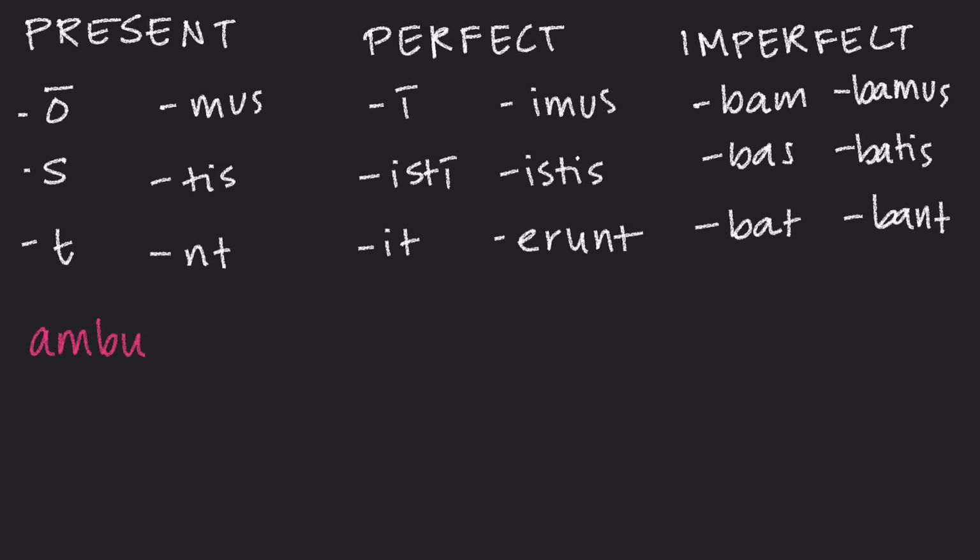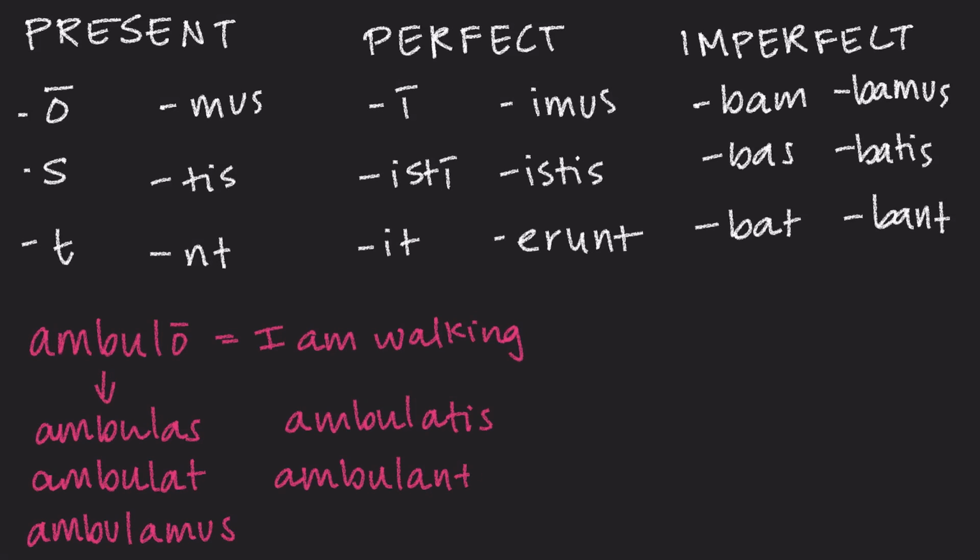Okay. We're going to just look at an example verb here. We have ambulo. Ambulo is a present tense verb meaning I am walking. We know the subject is I because it's first person singular, and the first person singular subject is I, so I am walking. Okay? The way we would change that verb to other personal endings would be ambulas, you are walking, ambulat, he is walking, ambulamus, we are walking, ambulatis, y'all are walking, and ambulant, they are walking.